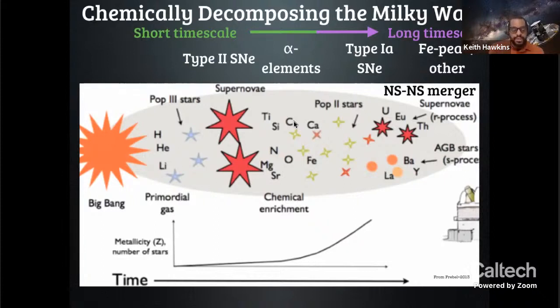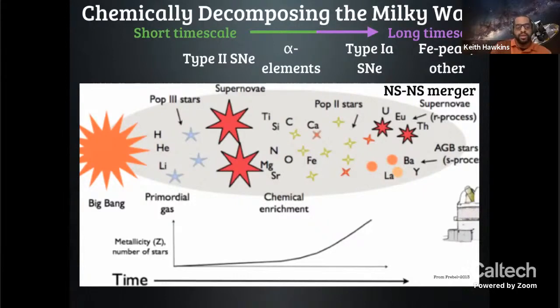You start with your alpha elements, you then move on to your iron and iron peak elements, you then move on to your even heavier elements. And again, this is sweeping a lot of stuff under the rug, but this is a nice little cartoon picture. And so if we go back to that image of the Milky Way, we have this wonderful structure in the Milky Way.